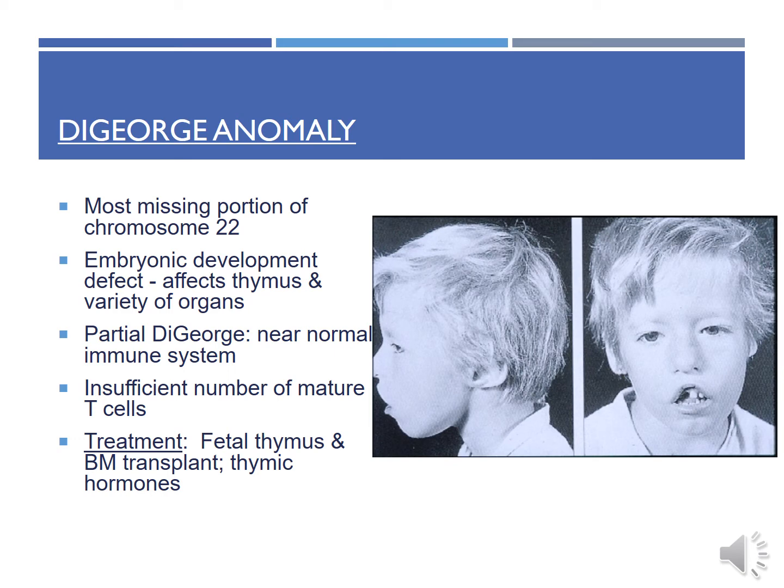For treatment, if they're young enough, they'll typically go through a fetal thymus transplant, especially if maybe one of their siblings was born at the same time and didn't survive delivery, then they could do a fetal thymus transplant at that time, or a bone marrow transplant. That's another common treatment for DiGeorge anomaly, and also thymic hormones to help stimulate the thymus.